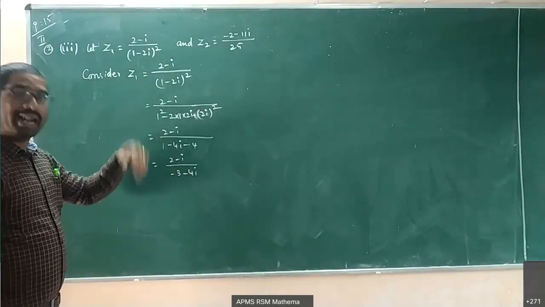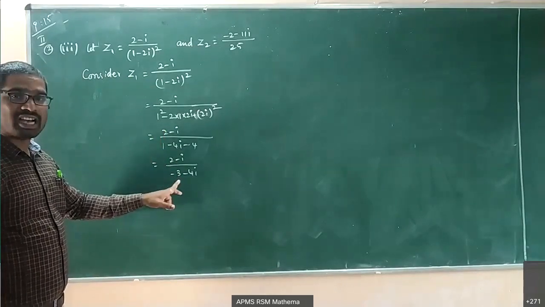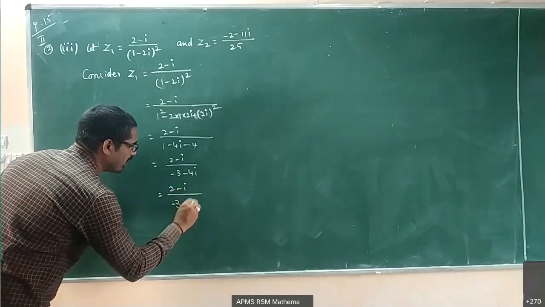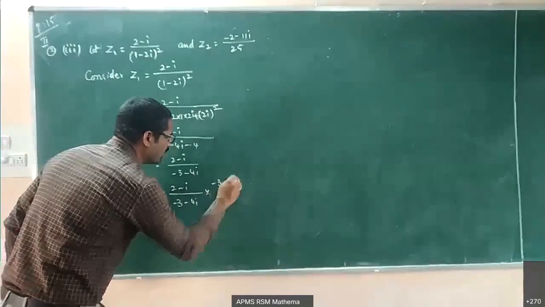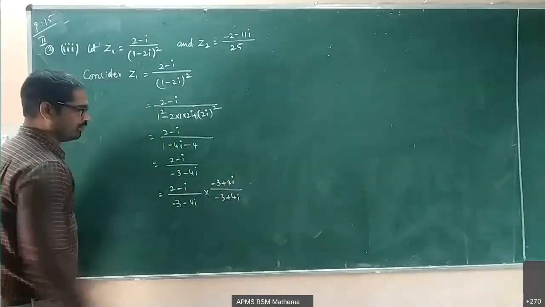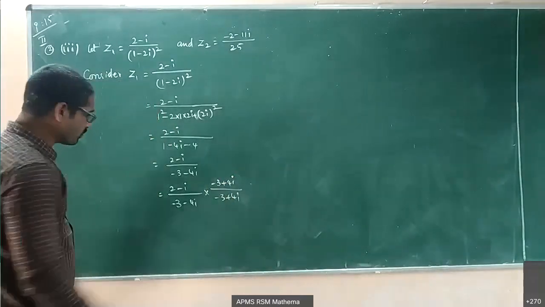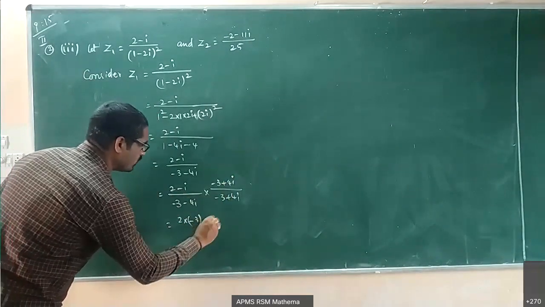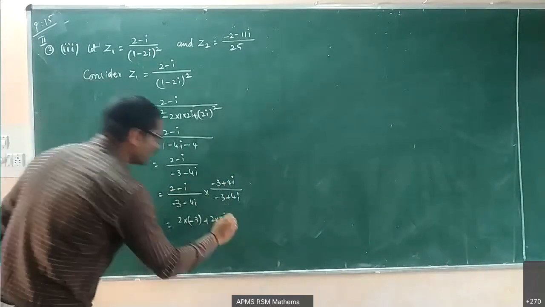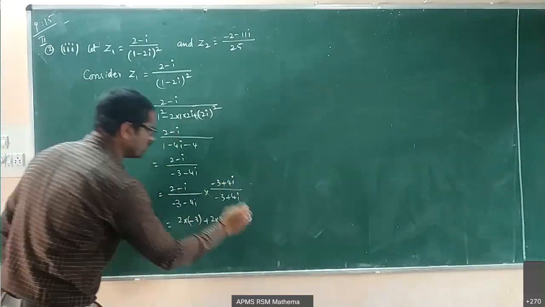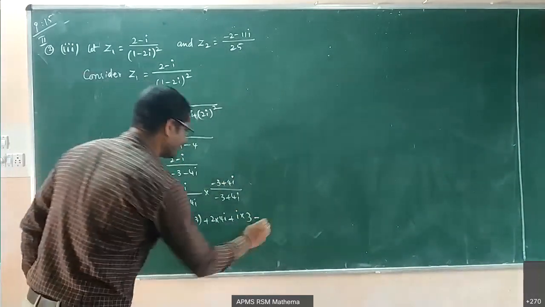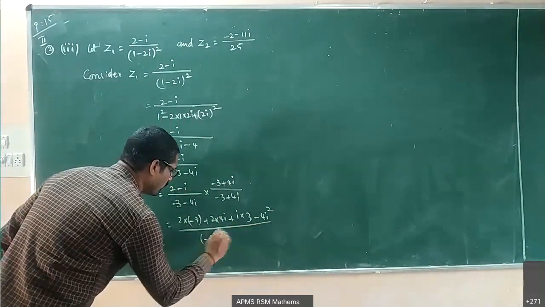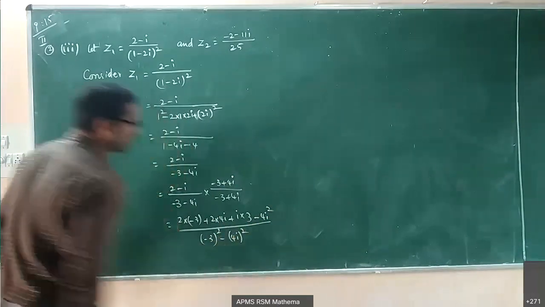Now you have to multiply this fraction with the complex conjugate of this denominator, which is (2 minus i) divided by (minus 3 minus 4i) into (minus 3 plus 4i) divided by (minus 3 plus 4i). In the denominator we get minus 3 whole square minus 4i whole square, using (a plus b) into (a minus b).